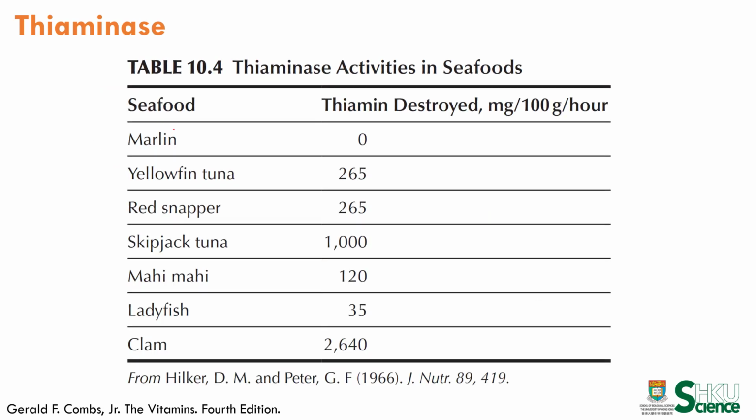The reason why those who eat a lot of raw fish tend to be at high risk of thiamine deficiency is because fish contain a considerable amount of thiaminase, depending on the type you eat. So some fish has no thiaminase activity. Some have a lot, like tuna, which are used extensively for raw sashimi in Japan. And clam, which we don't normally eat raw, contains the most. So this is the thiamine destroyed in terms of milligrams per 100 grams of food per hour. Tuna is a particular problem because quite a lot of people, Westerners, Asians, tend to eat tuna raw.